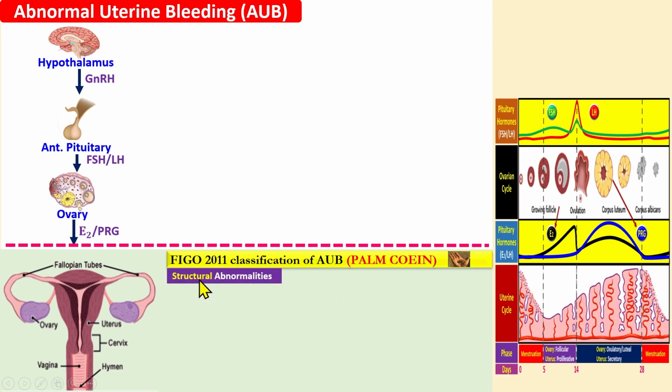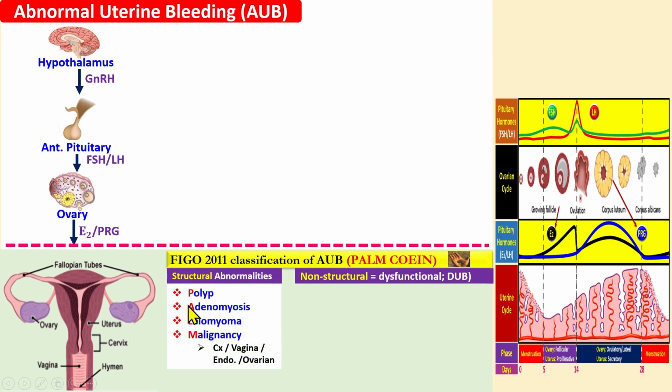One is structural abnormalities, which cause abnormal uterine bleeding. The other is non-structural, meaning dysfunctional uterine bleeding. In the structural group, the mnemonic is PALM. What does PALM mean? P represents polyp, A represents adenomyosis, L represents leiomyoma, or you can say fibroid, and M represents malignancy: cervical, vaginal, endometrial, ovarian, any malignancy that can cause abnormal uterine bleeding.